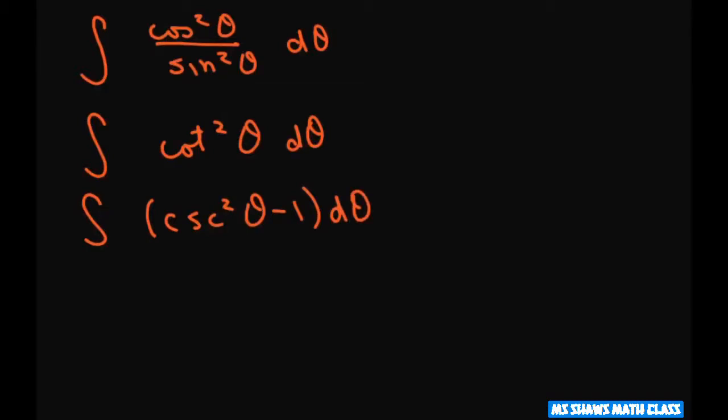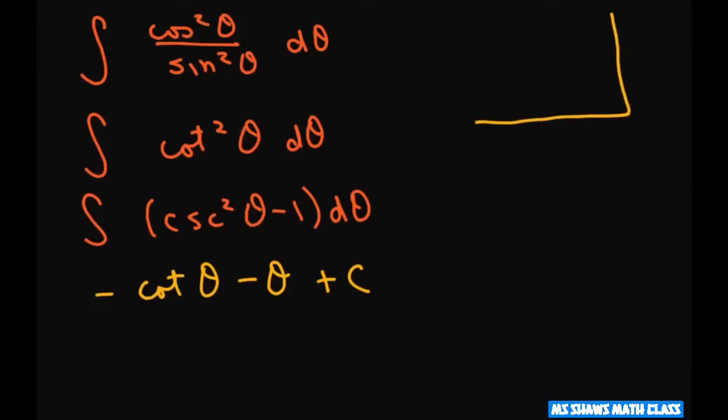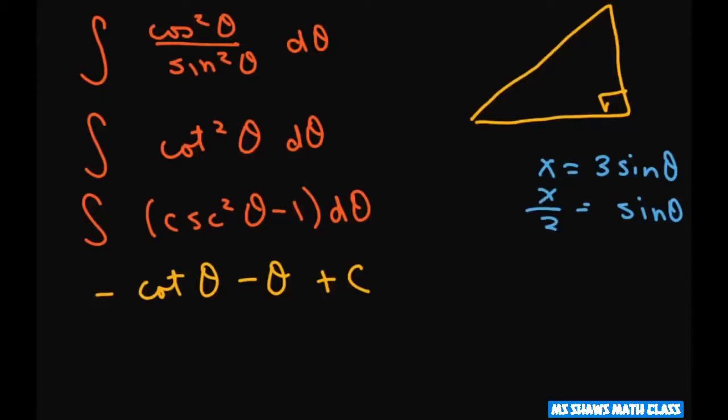And now we can actually integrate this because we have cosecant squared minus 1. So that's going to end up being negative cotangent theta minus theta plus c. Now what I want to do is draw a little triangle here. We knew that we let x equal 3 sine of theta. So sine of theta equals x divided by 3.